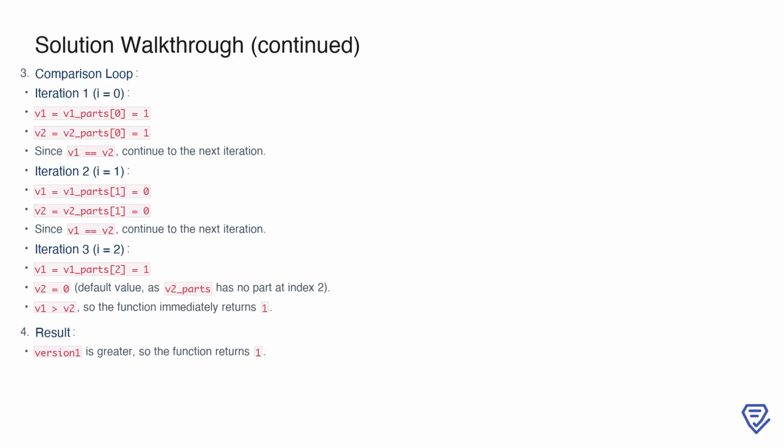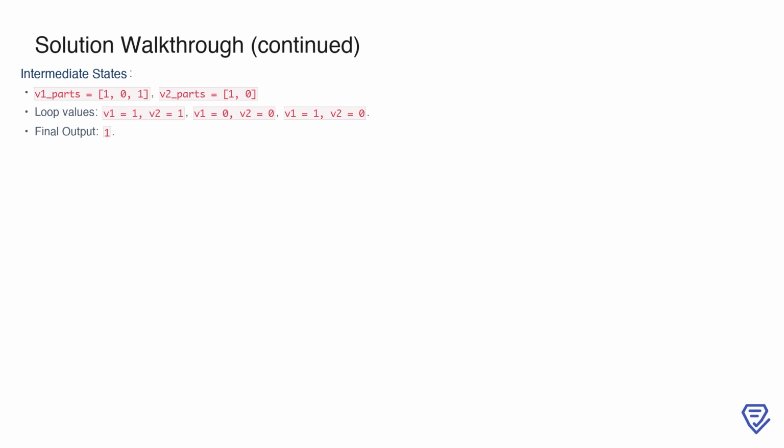Here, v1 is the third component of version 1, which is 1, while v2 defaults to 0 because version 2 has no third component. Since v1 is greater than v2, we immediately conclude that version 1 is greater, and the function returns 1.